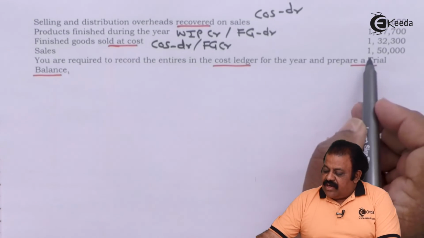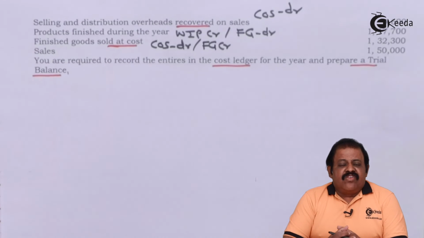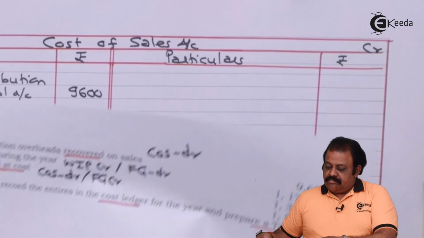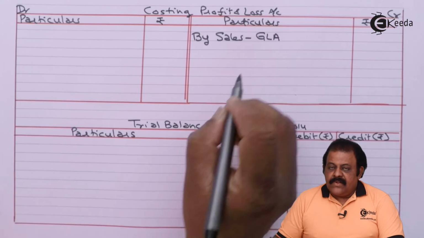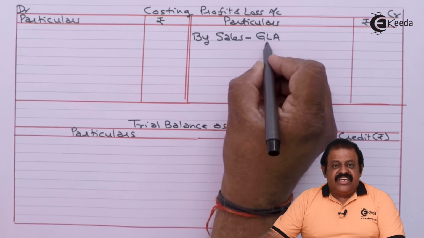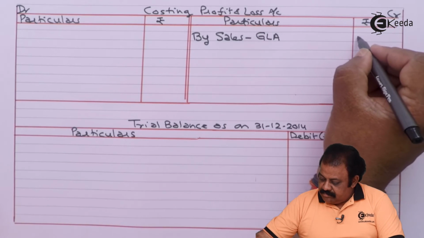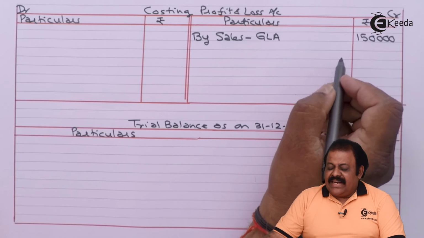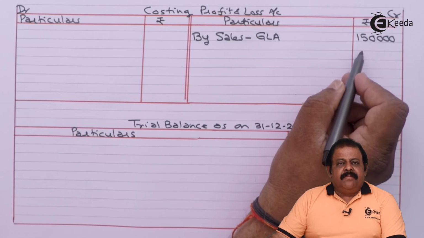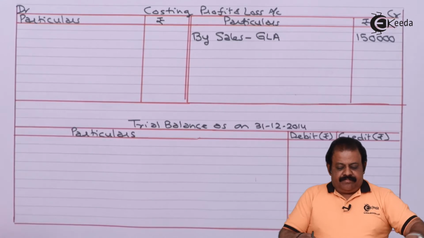Next we have sales 1,50,000. This will be credited to costing profit and loss account by sales, that is GLA, 1,50,000. This will be debited to GLA account.